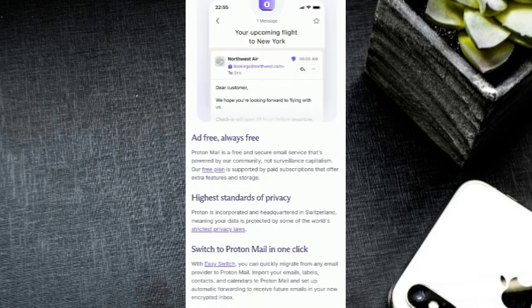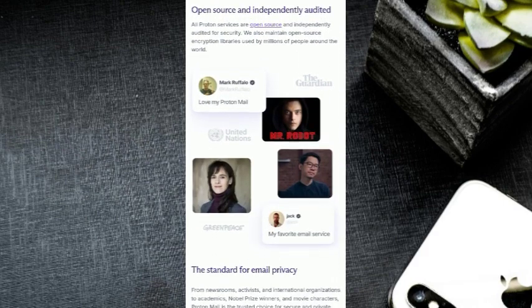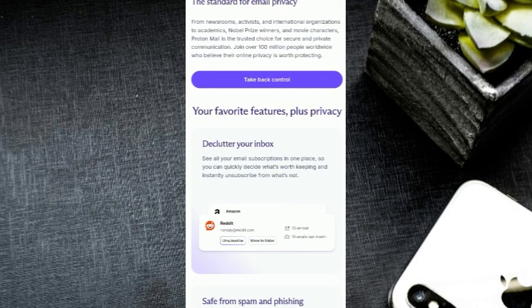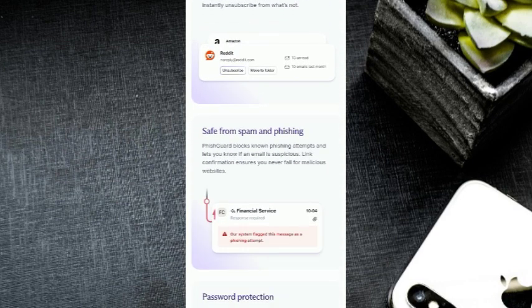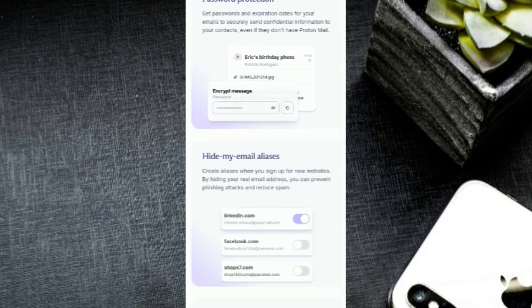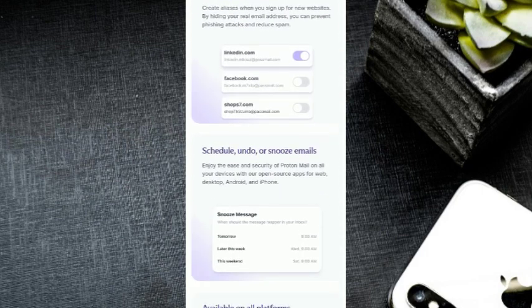Using a public computer is one of the biggest security risks for any online account, especially email. But if you absolutely must access your Proton Mail on a public machine, here's the only safe way to do it. Please pay close attention. The golden rule is to assume the computer is compromised.